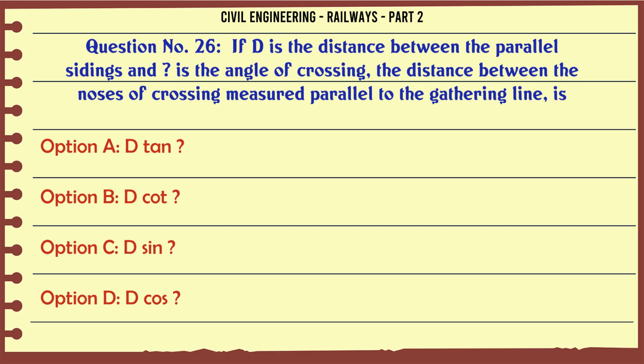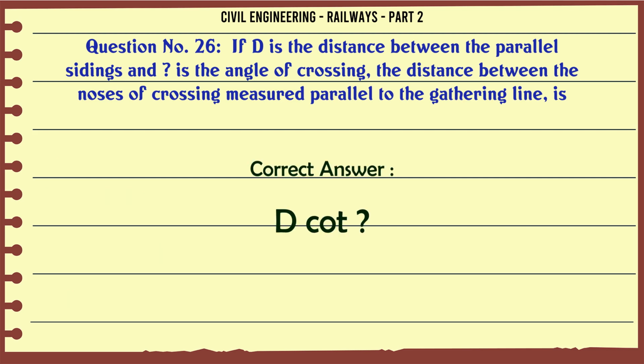If d is the distance between the parallel sidings and θ is the angle of crossing, the distance between the noses of crossing measured parallel to the gathering line is A. d tan θ, B. d cot θ, C. d sin θ, D. d cos θ. The correct answer is d cot θ.